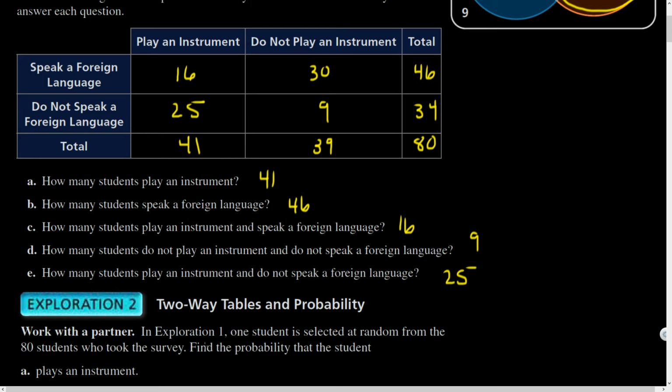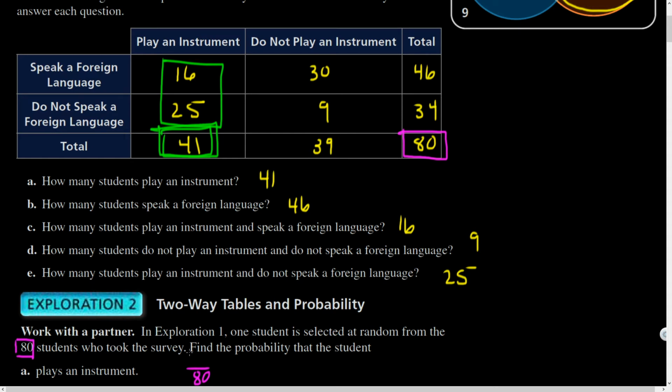And so the probability of randomly selecting a student of 80, so the total space that I'm looking at, the number of possible outcomes, is randomly picking one of 80 students. Okay, and so for probability, the denominator would be 80. Now, success in this case is picking a student who plays an instrument, which would include either both of these or would be just this.